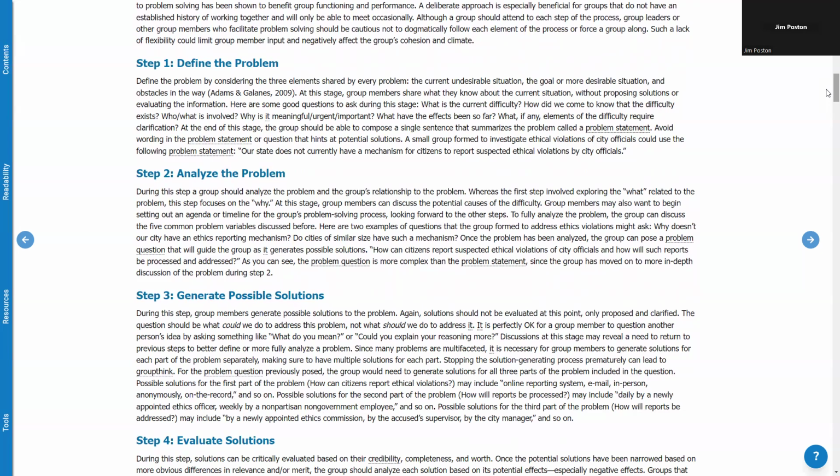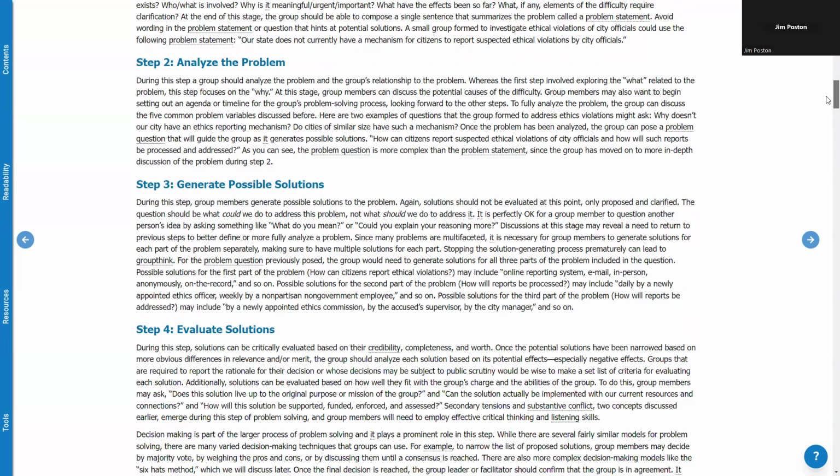At the end of the stage, the group should be able to compose a single sentence that summarizes the problem, called a problem statement. Avoid wording in the problem statement or question that hints at potential solutions. A small group formed to investigate ethical violations of city officials could use the following problem statement: Our state does not currently have a mechanism for citizens to report suspected ethical violations by city officials.